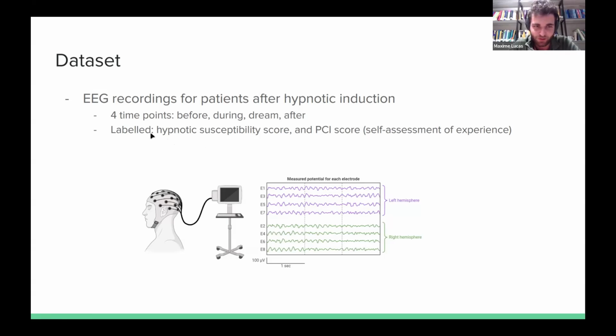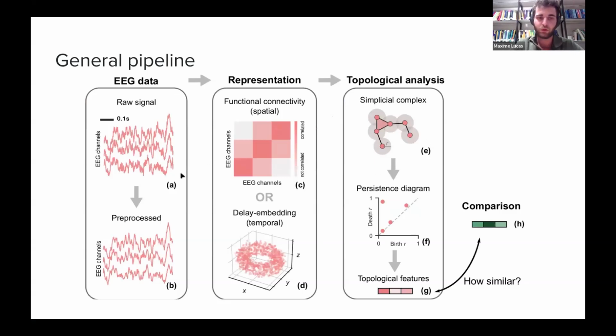But yeah. So for each recording, the experimental procedure was such that they have recordings before, during, and after the hypnotic induction. And there's also an event after the hypnotic induction, where they're having a hypnotic dream. So we have these recordings of EEG at these 4 different moments, and we also have the hypnotic susceptibility scores of each of the patients and some other score called the PCI score. It's a self-assessment telling us about their internal subjective experience of the experiment, basically. And so that is what we have. And again, I'm showing you the same picture just as a reminder, so that's what we're going to do. In this case, we're not only going to use time delay embedding, we're going to compare time delay embedding with functional connectivity, some kind of spatial embedding, and then apply the same pipeline and use topological analysis.